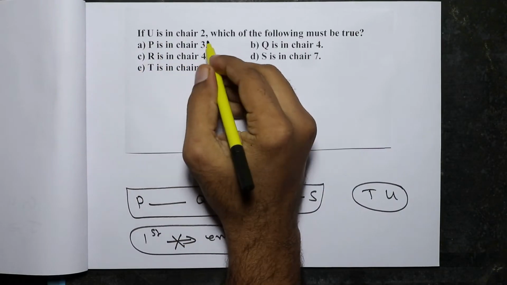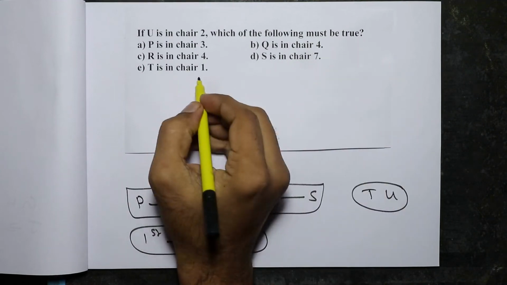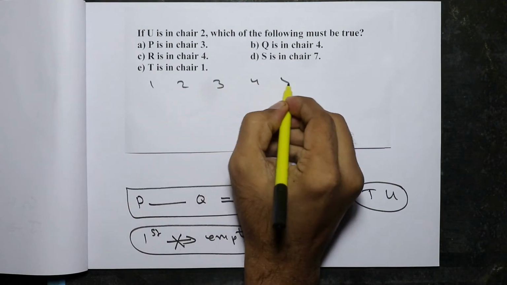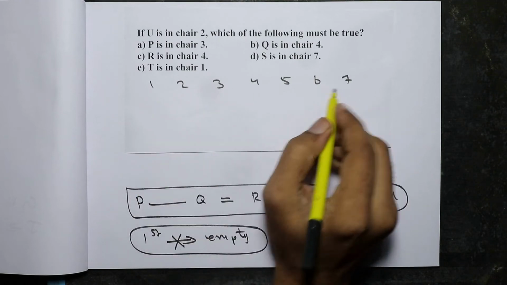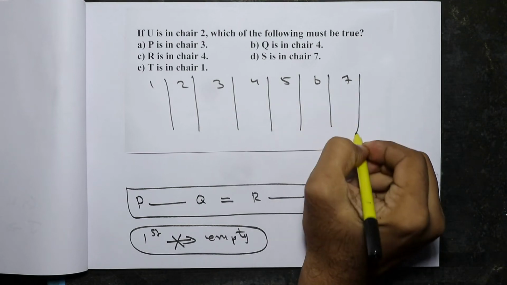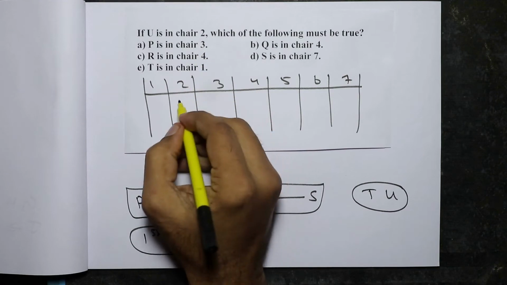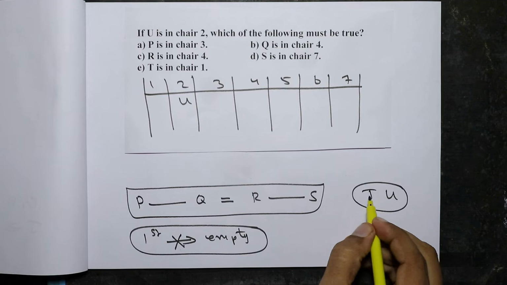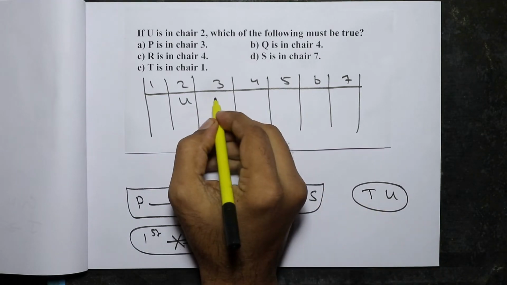If U is in chair 2, which of the following must be true? Now altogether 7 chairs are there and there are 6 people. Now these are the 7 chairs. Now we look at possible arrangements. Now U is in chair 2. So U has to be here. Now it is given that T and U should be in adjacent chairs. So let us place T in 3.